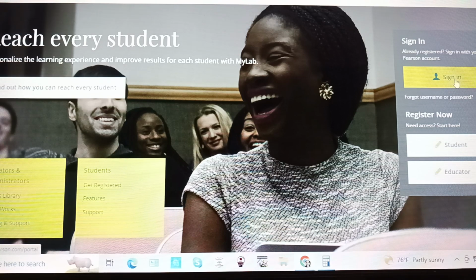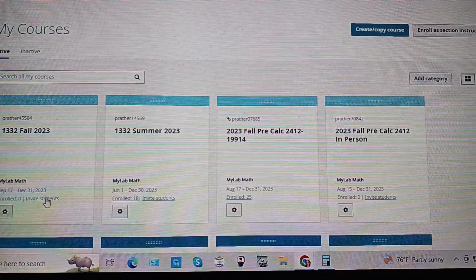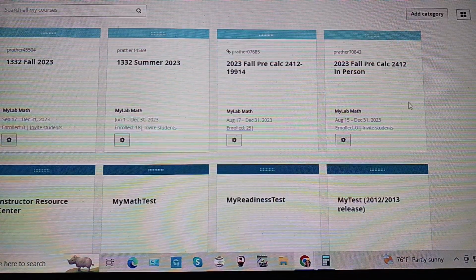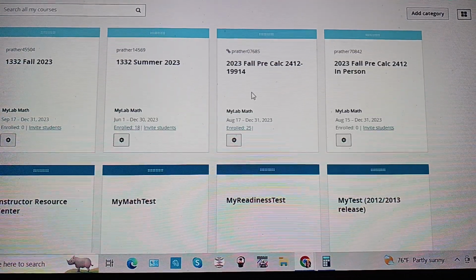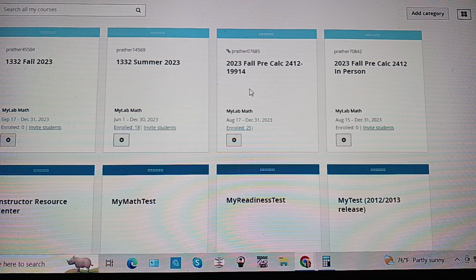same name as the program, and just sign in right here. Okay, so here I am, and I have this in various classes. Like I have a pre-calc class right now that's using this, and I actually taught this. I taught 1332 in the summer, but it was just 1332. It wasn't also a co-requisite.